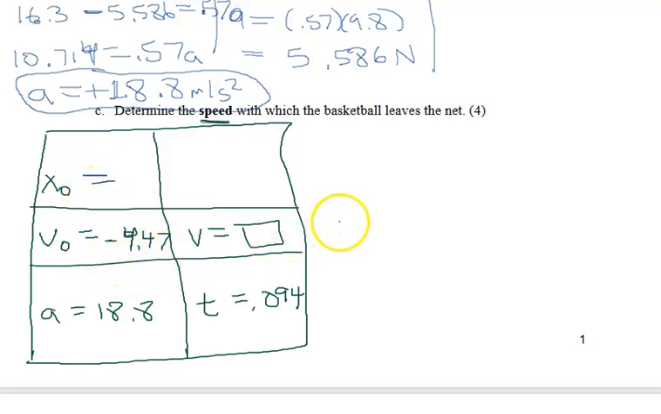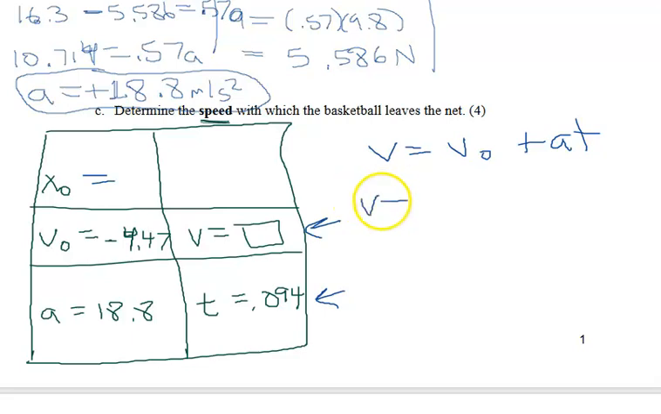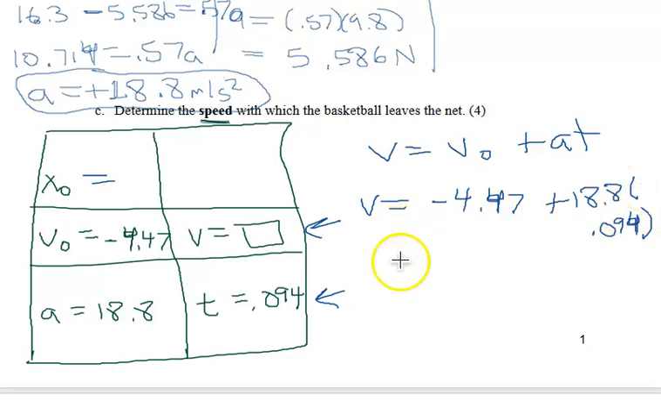You can see that we care about final speed. We know the time. So we're going to ignore the position function, and we're going to look at our velocity function. And we're looking for the final speed. The initial velocity, I should say, is negative 4.47 plus 18.8 times 0.094. Sorry about that. Didn't fit on the line. So V equals minus 2.70 meters per second.